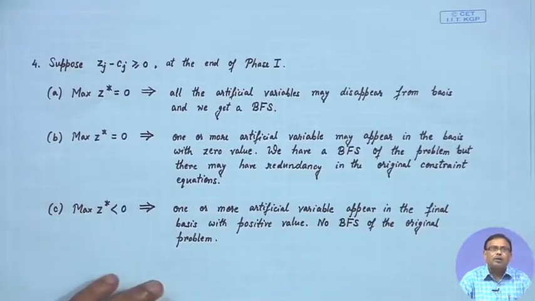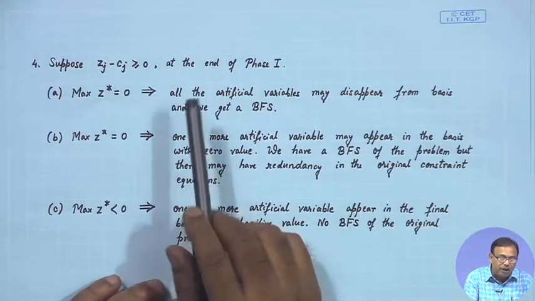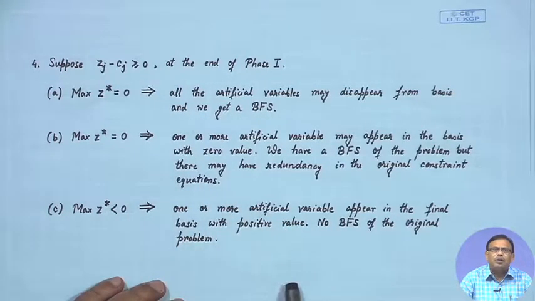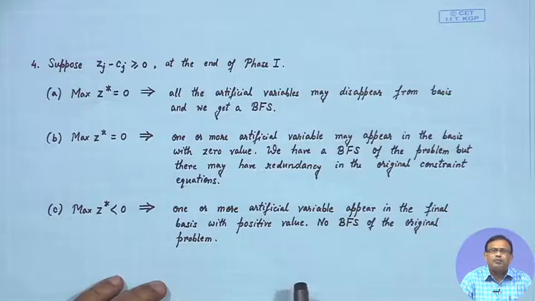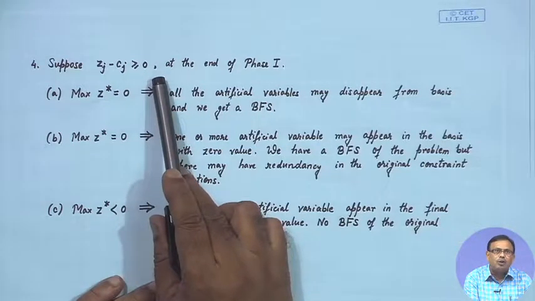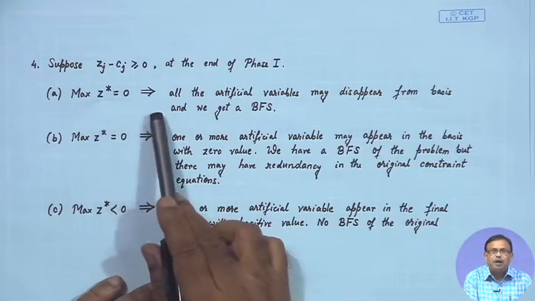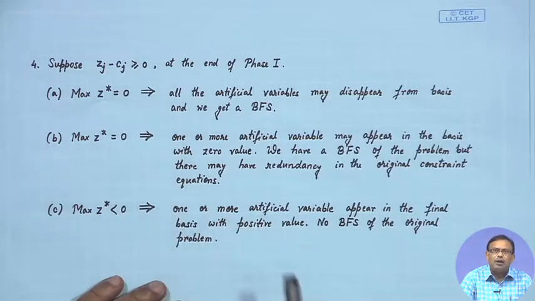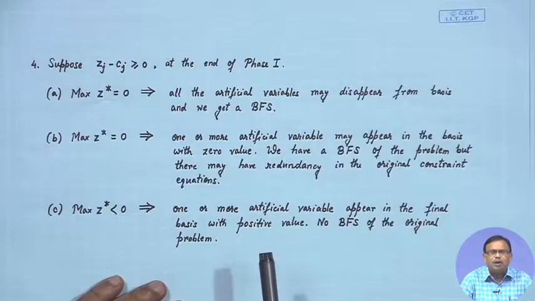What are the cases? Suppose your zj minus cj, you know it, zj minus cj is the reduced cost value. So, if zj minus cj is greater than or equal to 0, you got after some iterations on the simplex table at the end of phase 1. So, whenever zj minus cj is greater than or equal to 0, then value of z star can be 0 or it may be less than 0. Now, what does it mean?